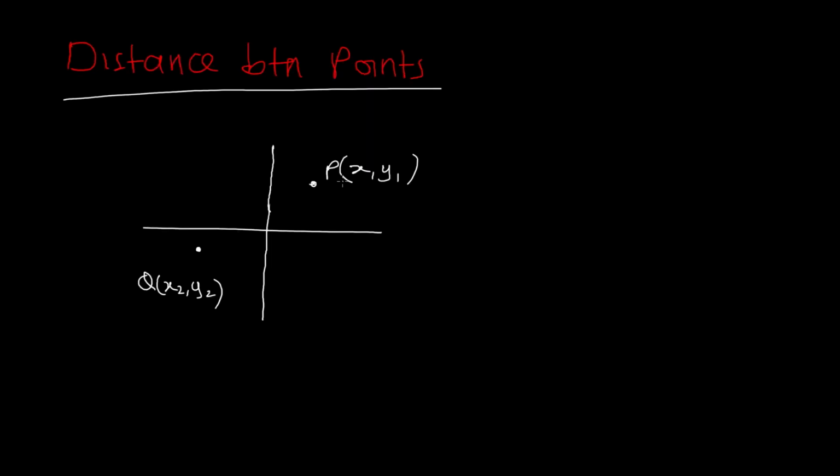Let's say we have point P and point Q on this same Cartesian plane. So you have the y-axis, and then you have the x-axis here. Now there are certain things that we can do on here that are important when it comes to maths. For example, we can calculate the distance between these points.